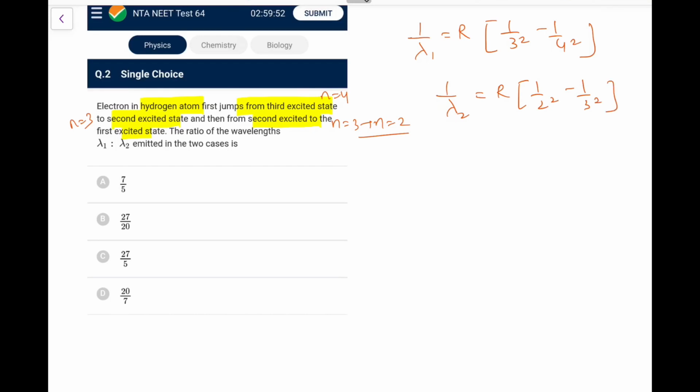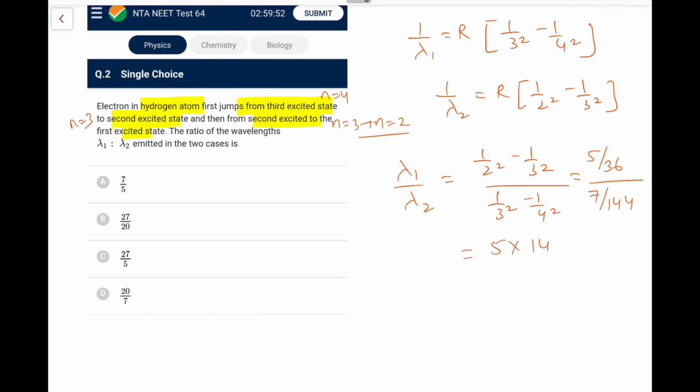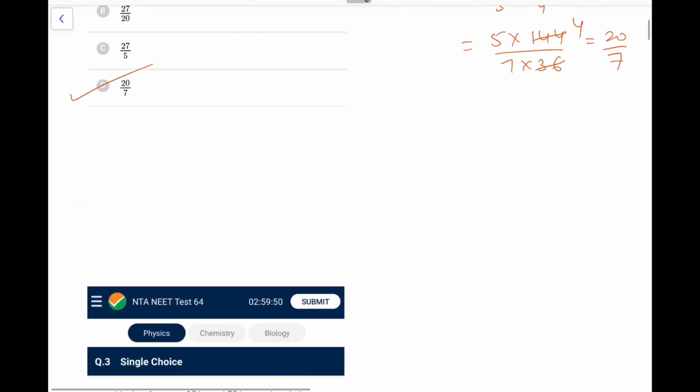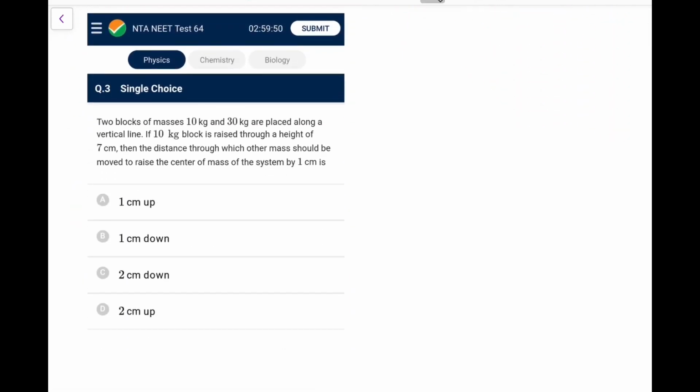3 square. So if I take the ratio, I have to take the reverse ratio because I want lambda 1 is to lambda 2. So that would be 1 by 2 square minus 1 by 3 square upon 1 by 3 square minus 1 by 4 square. So it is 1 by 4 minus 1 by 9, that is 5 by 36. This is 1 by 9 minus 1 by 16, that is 7 by 144. So it is 5 into 144 upon 7 into 36. 36 4s are 144. So you have 20 by 7. So the option D is the appropriate one. So simple calculative question for you. Not tough, simple calculation. Next.